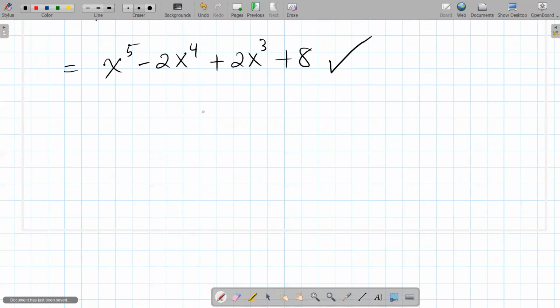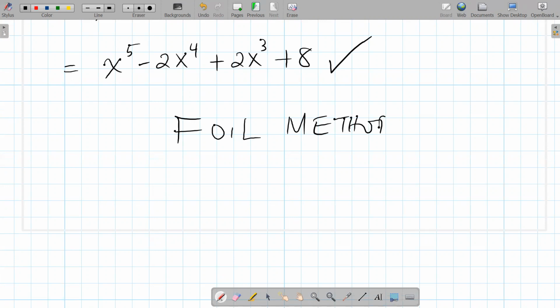Then we have the FOIL method. But everything else that we've done, especially with the polynomial by polynomial, is centered around the FOIL method. Okay. So what do we mean by FOIL?